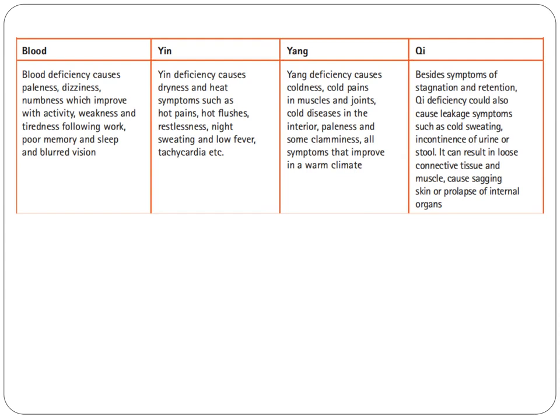As for qi, besides symptoms of stagnation and retention, qi deficiency can also cause leakage symptoms such as cold sweating, incontinence of urine or stool. It can also result in loose connective tissue and muscle, causing sagging skin or prolapse of internal organs.